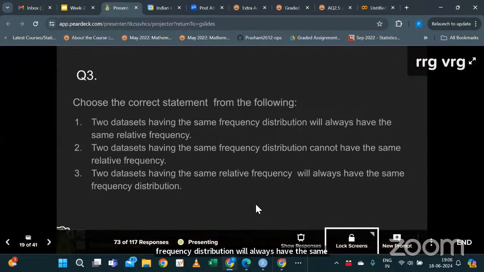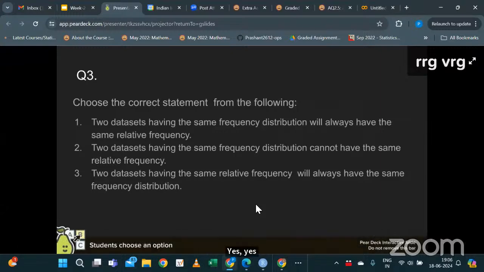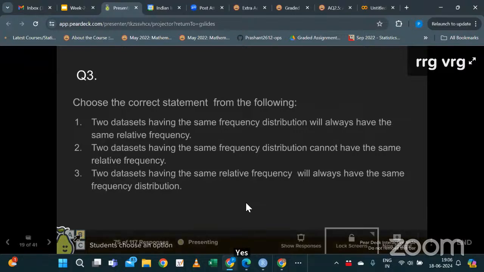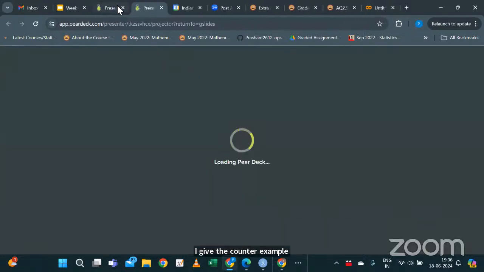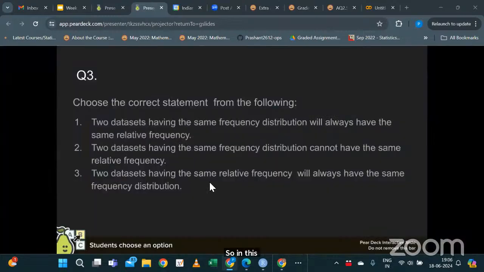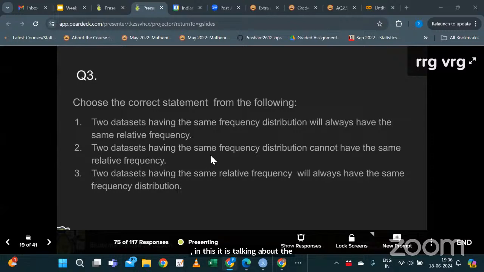Yes or no? Sir, I have a counter example. Sir, this statement is talking about the frequency distribution. In the previous question, we saw that the total was different for two data sets. It is not talking about the total number of observations. Give me one counter example. See, it is simply saying two data sets having the same frequency distribution will always have the same relative frequency, right? It's correct.